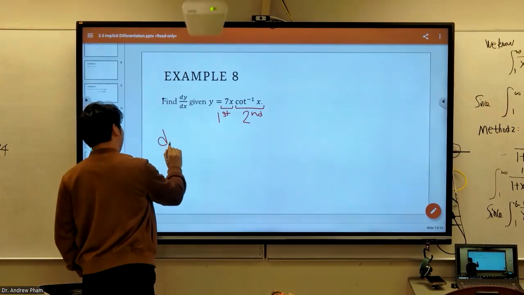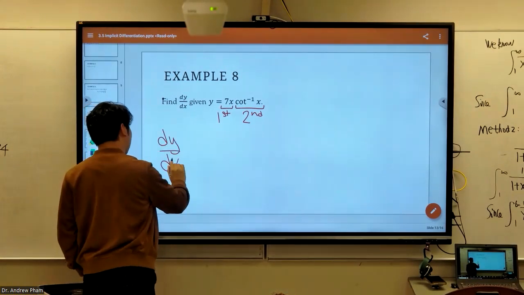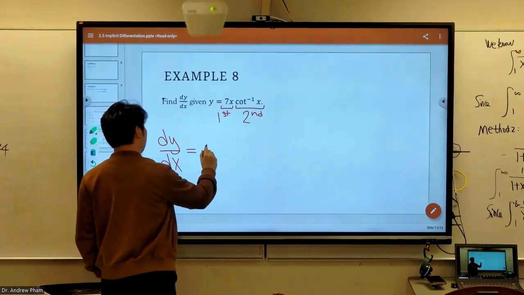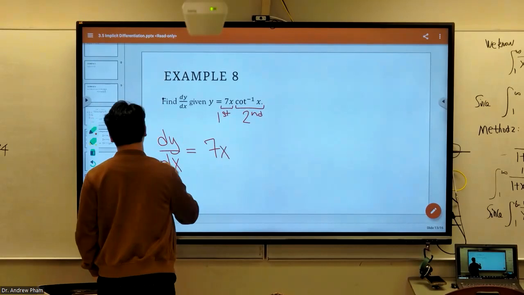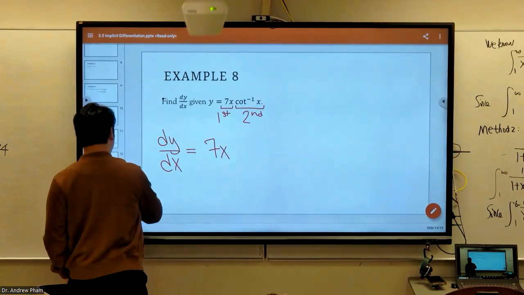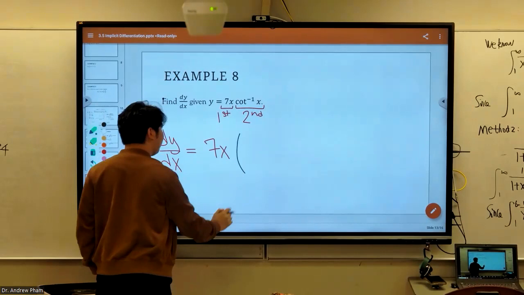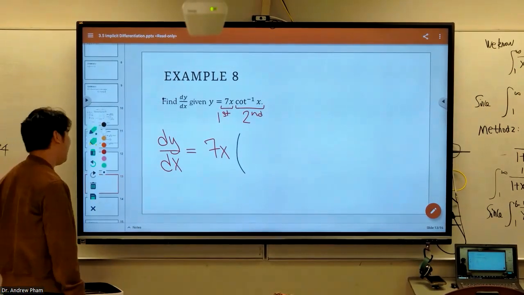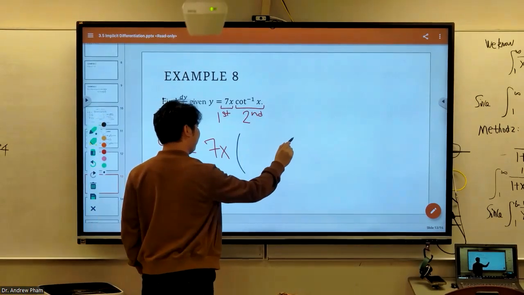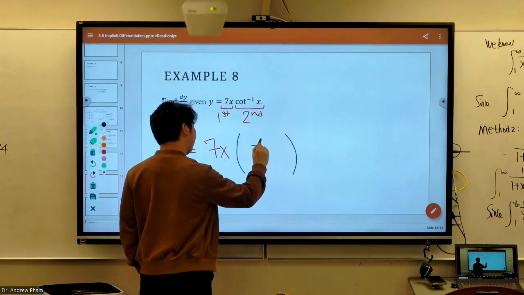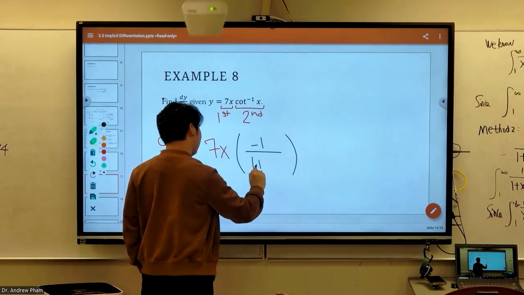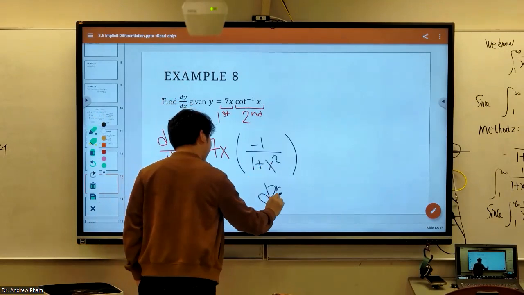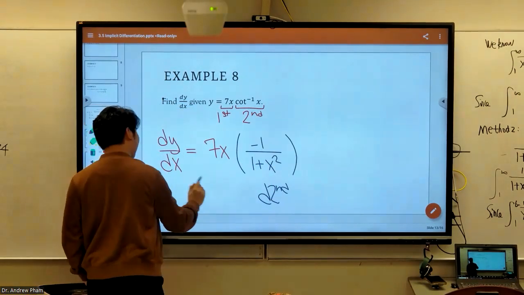The product rule states that the derivative of a product, we said it at the beginning, is the first, so 7x, times the derivative of a second. What's the derivative of arc cotangent? Yes. This is my d second. And this was my first over here.